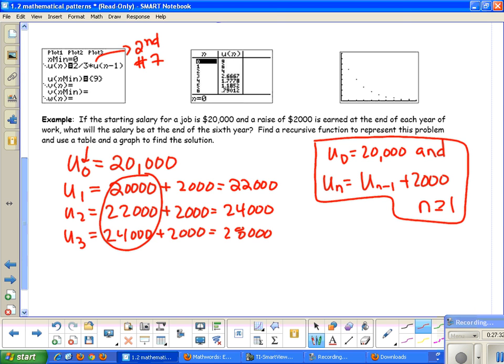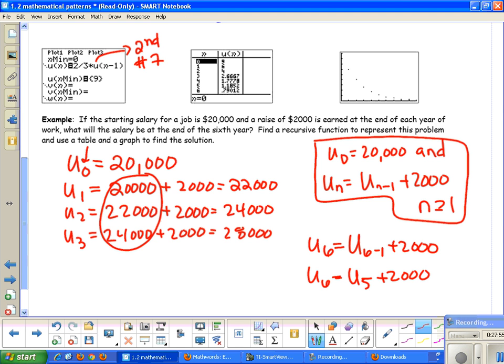So that would be my formula. If I wanted to figure out at the end of the 6th year how much we're making, I have to keep on going. I can't just plug 6 into my formula, because if I just plug 6 into the formula, I would have u sub 6 is equal to u sub 6 minus 1 plus 2,000, and then u sub 6 would be equal to u sub 5 plus 2,000.